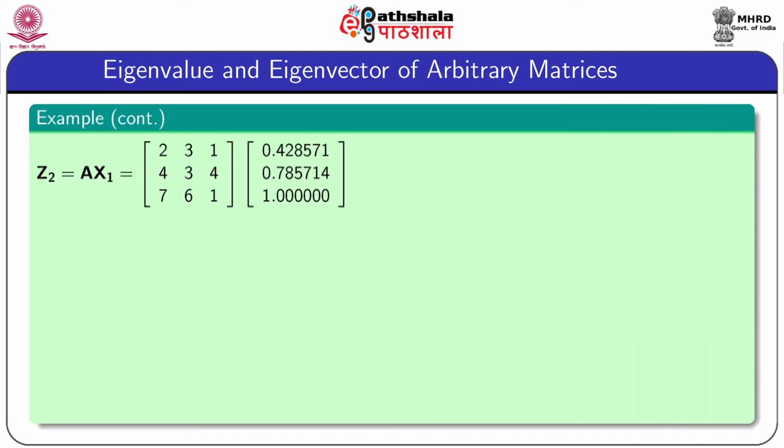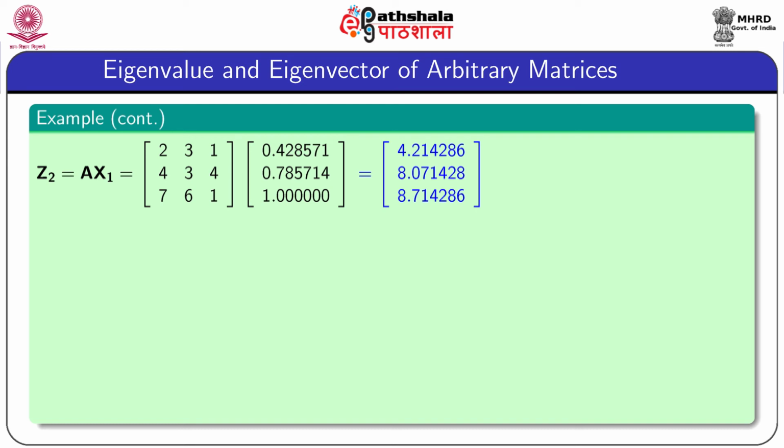Next we apply the second iteration. In second iteration the intermediate vector z2 is equal to A into x1. After multiplication it becomes 4.214286, second element is 8.071428, third element is 8.714286.